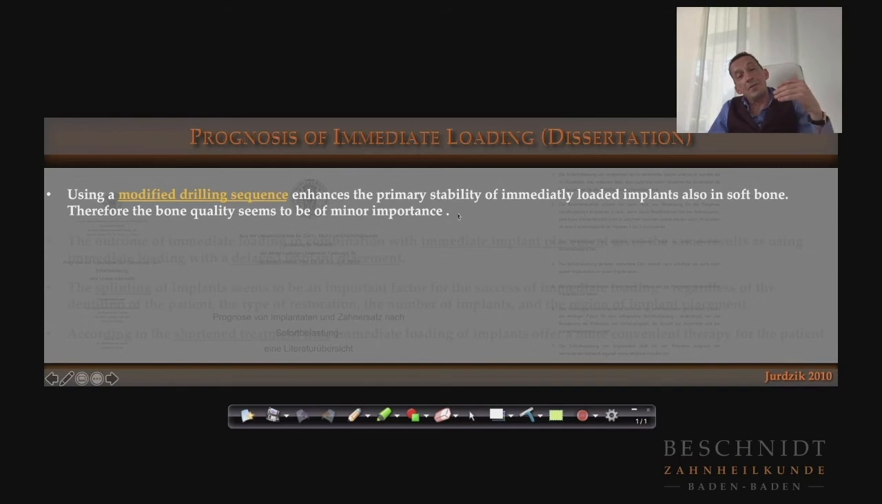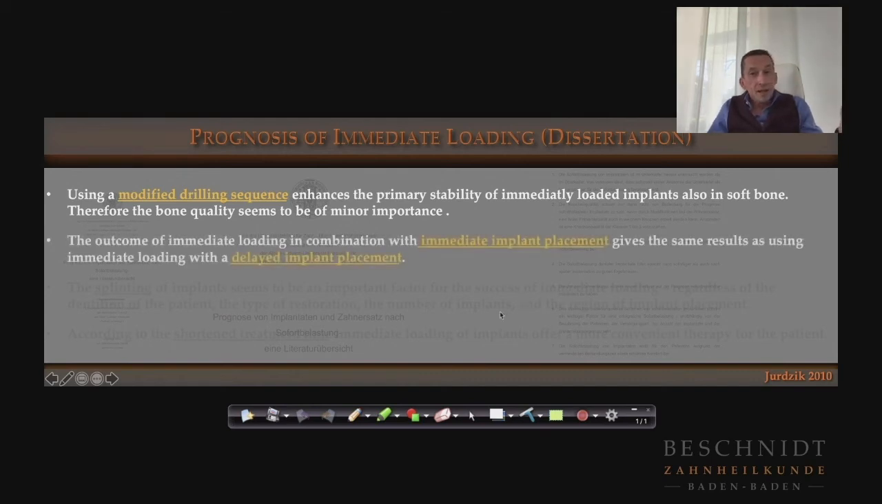Which means we have to think about using the right drilling sequence, and with a progressive line implant, this is easily manageable. The immediate implant placement and the delayed implant placement have the same long-term results. So there is no difference at all.